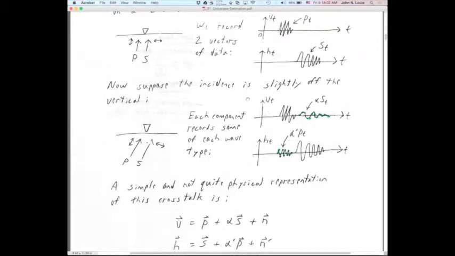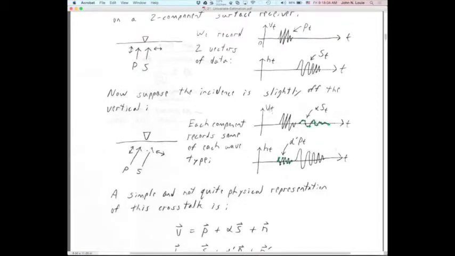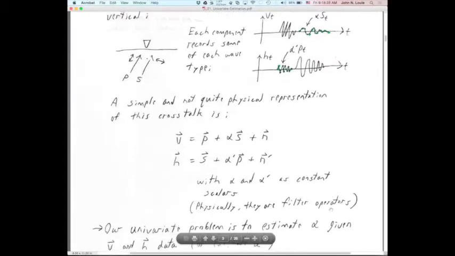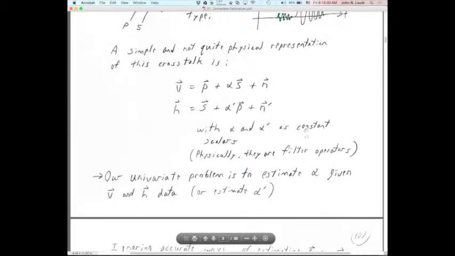So on the vertical component recording, we have P of t, a lot of that, but then we get some of S of t: crosstalk between the components. On the horizontal recording, H of t, we get a little bit of P of t, and we still get most of S of t. And so we can write down this simple and not quite physical, but still hopefully useful, representation of this crosstalk.